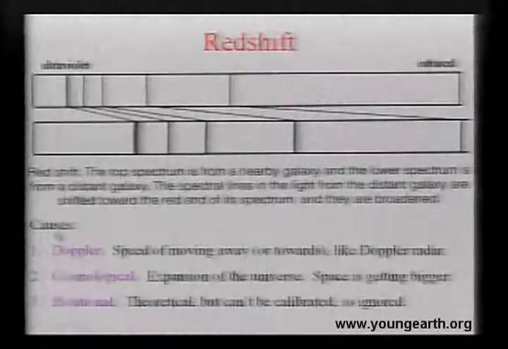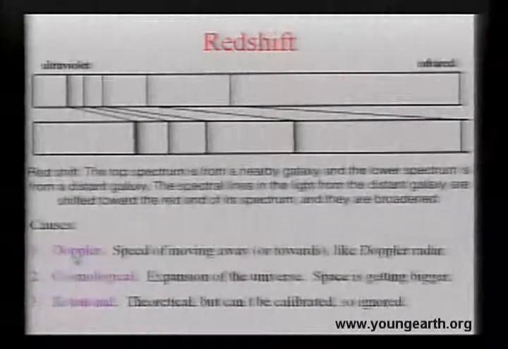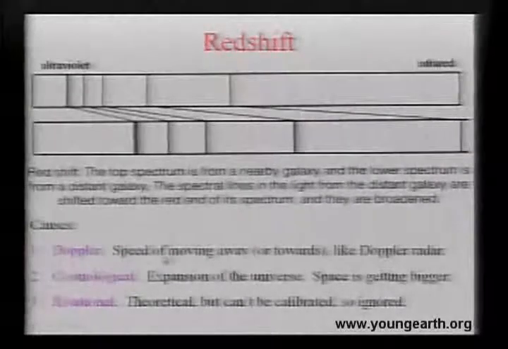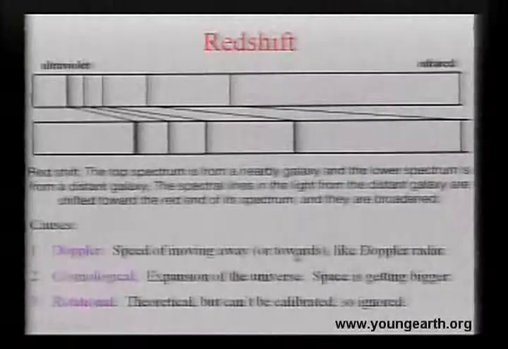Okay, the causes of the redshift, the ones that we know about, of course, are the Doppler shift and the speed of moving away or toward us. It operates like a Doppler radar, or if police are using an infrared radar system, it works the same way. Just measuring a Doppler shift.